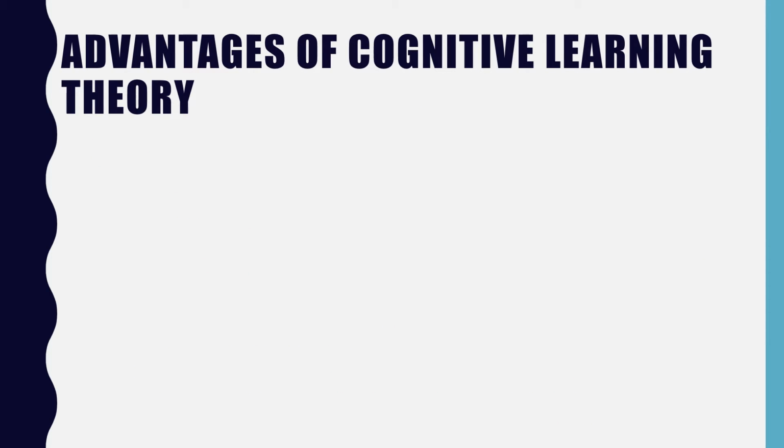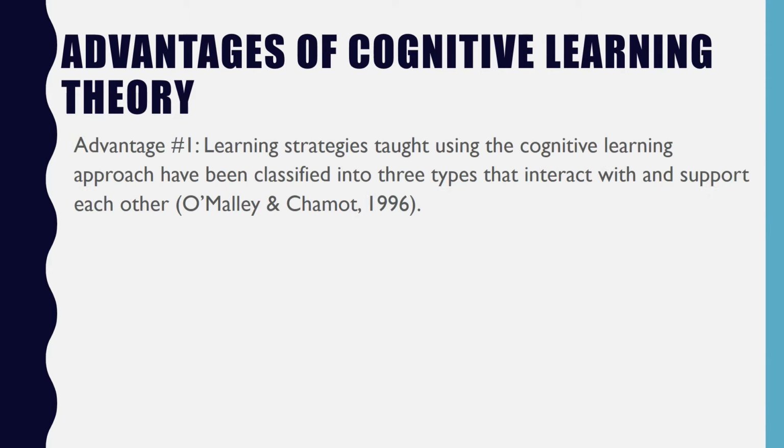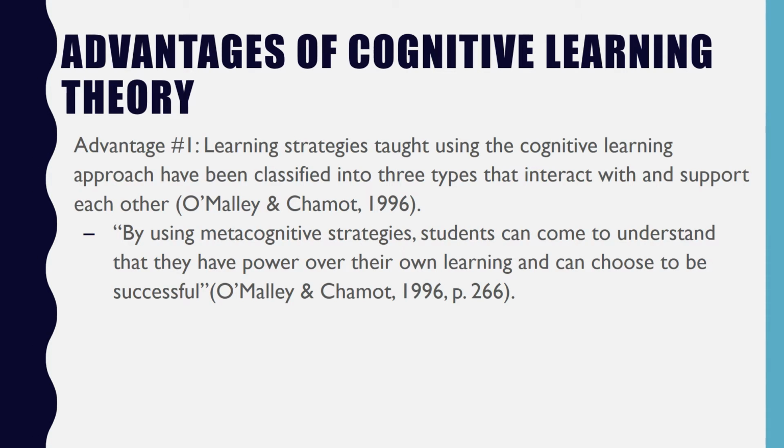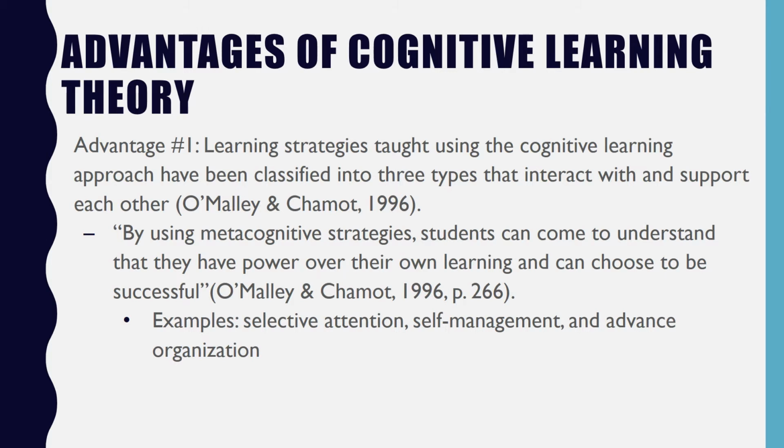There are many advantages to the cognitive learning theory. Learning strategies taught using the cognitive learning approach have been classified into three types that interact with and support each other. By using metacognitive strategies, students can come to understand that they have power over their own learning and can choose to be successful. Examples of this include selective attention, self-management, and advanced organization.